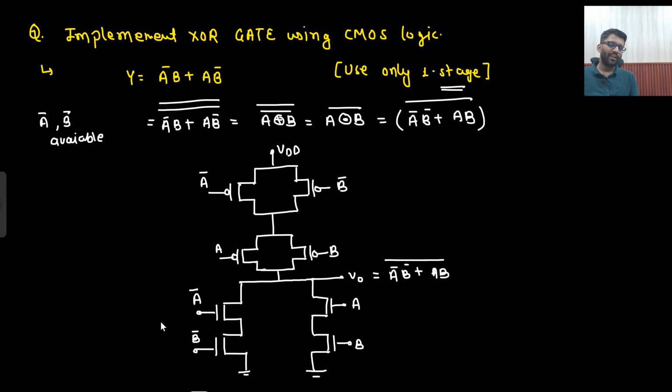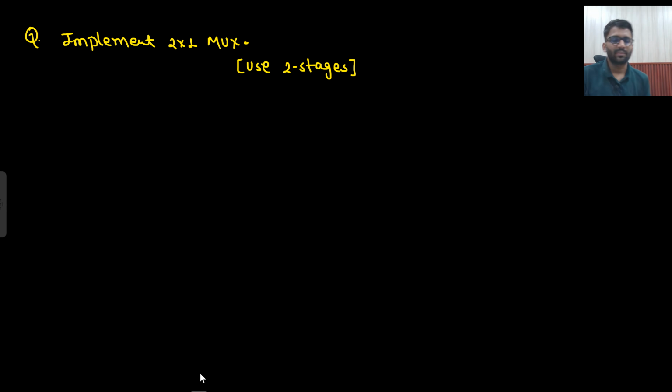Now if you need to analyze it, you will not even look here. I am more comfortable with NMOS, I will just look down. I will be able to solve it. Well and good. Let's go to the next one. You need to implement a 2 cross 1 mux. What is a 2 cross 1 mux?